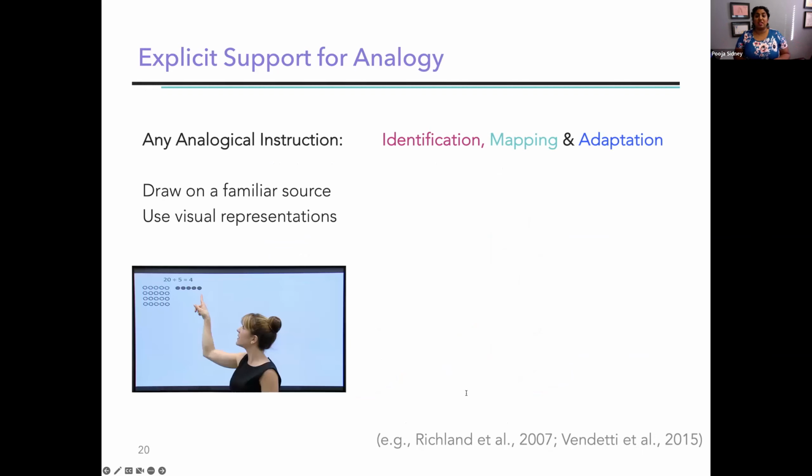Now, the first two, I think, are important really for any type of analogical instruction, and that's to use a source that is really familiar to students. You can't leverage students' prior knowledge if they don't have sufficient prior knowledge, so you have to use a familiar source. The second, that I'm going to actually provide some data for later in the talk, is that the presence of a visual representation is helpful. That was a hypothesis that they made. So I agree with Richland and her colleagues that any type of analogical instruction should probably include these features.